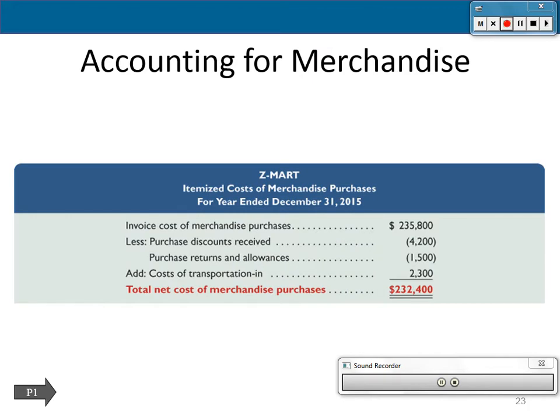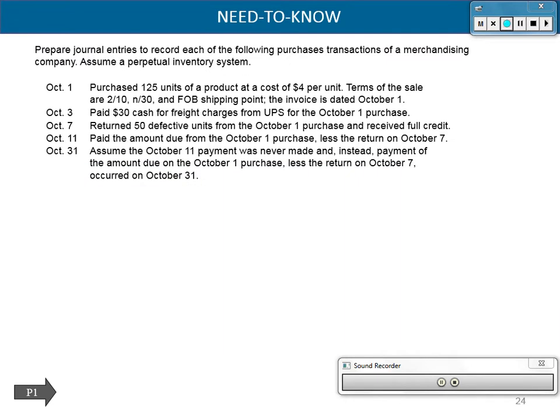Now this is showing you costs that come from purchases. You have the purchases you made, any discounts received are deducted, any allowances given are deducted, and any costs for freight are added in order for you to get the net cost of purchases, net merchandise purchases. And you'll see this breakdown on an income statement as well.